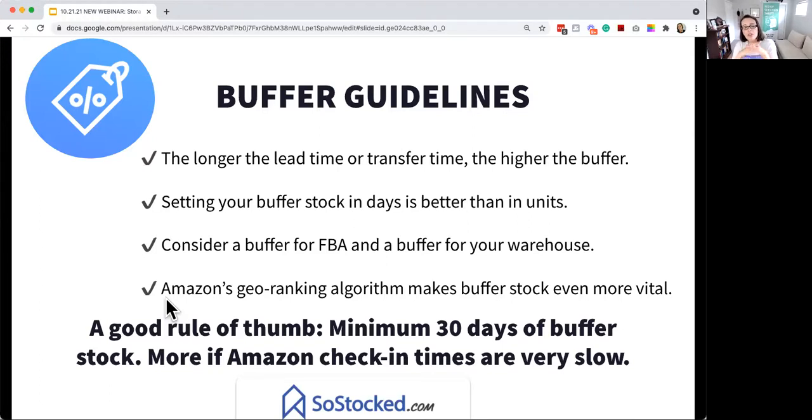A good rule of thumb is 30 days of buffer stock, and some people are trying to do even more than that, 45 days, because of Amazon's check-in times being so slow. And we will talk about the check-in times. It's not always feasible. People with oversized products have gotten their limits slashed to even below 30 days, but as close as you can get to the 30-day buffer stock would be a good rule of thumb.